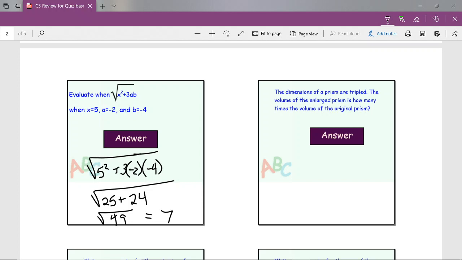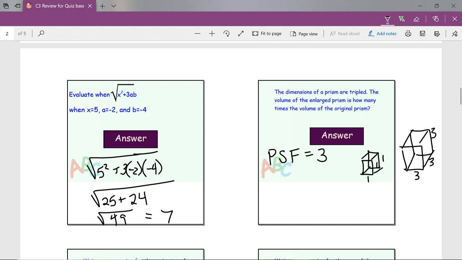All right. The dimensions of a prism are tripled. The volume of the enlarged prism is how many times the volume of the original? Well, what it's telling us is if we have a prism that's been tripled, my scale factor is 3. Because if my cube was 1 by 1 by 1, let me draw this as a cube, then my new one is triple that, so I have this much bigger cube. That is 3 times that, 3 by 3 by 3.